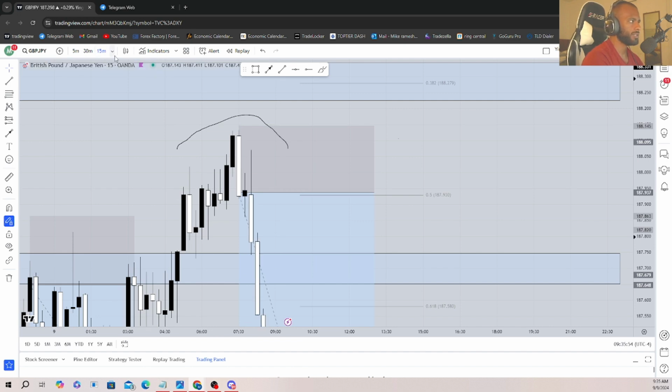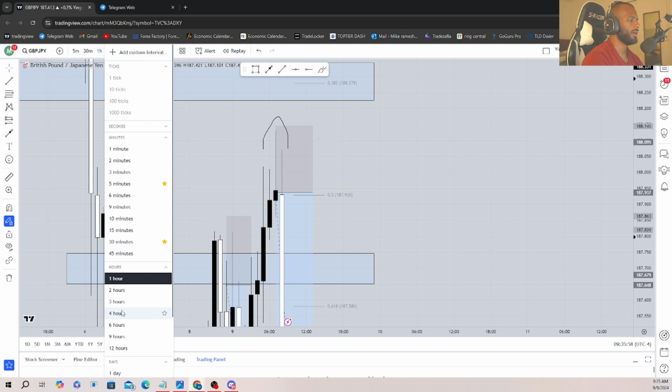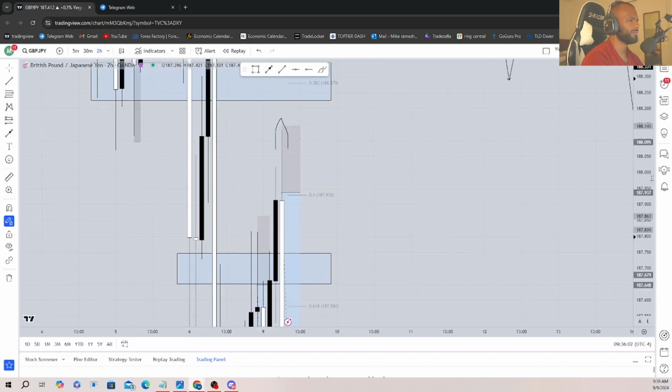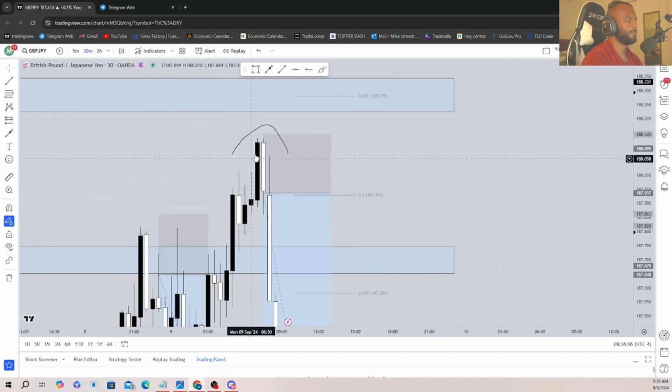Oftentimes, highly volatile setups or pairs, kind of like GJ, they do that. You can see a false breakout, and then that turns into a candle pattern at a zone, and then it goes crazy.